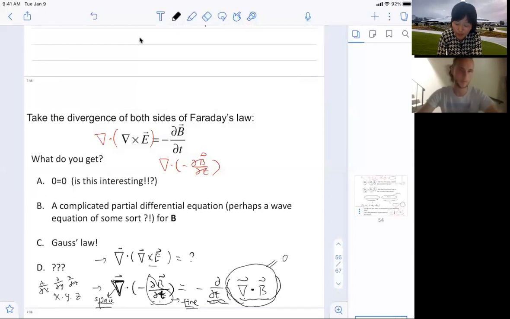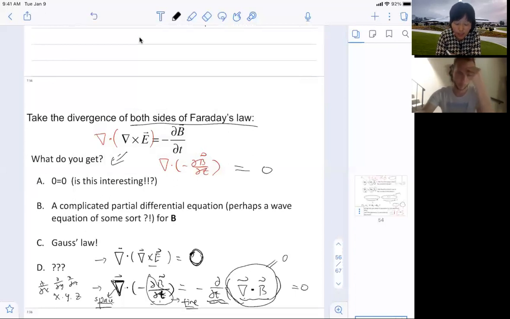Zero. There are no magnetic monopoles, right? It's one of the Maxwell equations. So this is zero. If you take the divergence of both sides, the right-hand side is zero. Is the left-hand side also zero? If Maxwell's equation is correct, there should be.